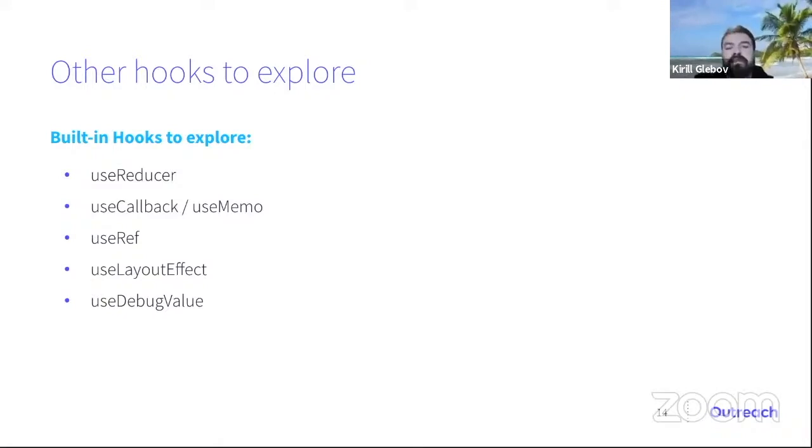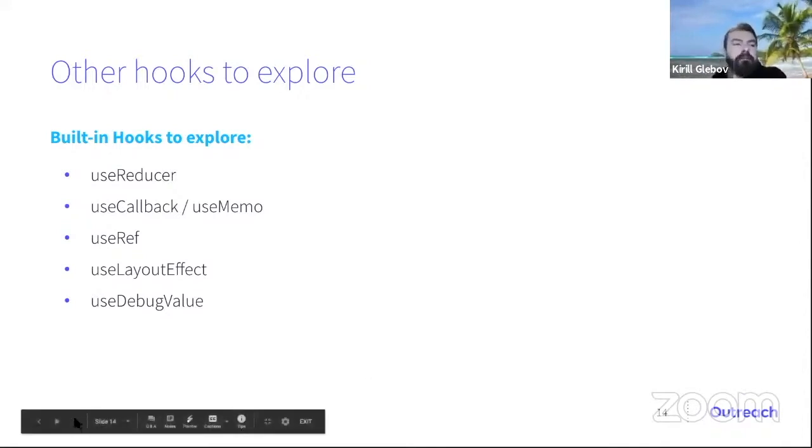useLayoutEffect runs synchronously immediately after React has performed all mutations, so it might be of some use to you. And useDebugValue is quite an important one if you develop your own custom hooks. It allows you to create labels for custom hooks, and you would be able to see them in your React DevTools.